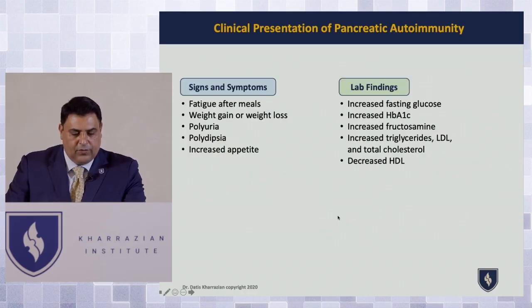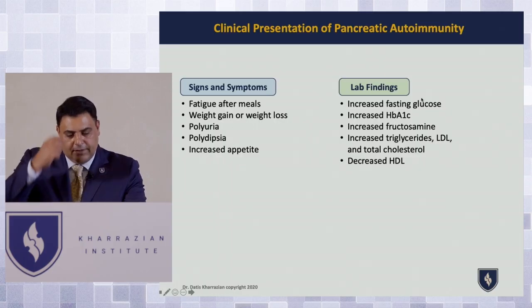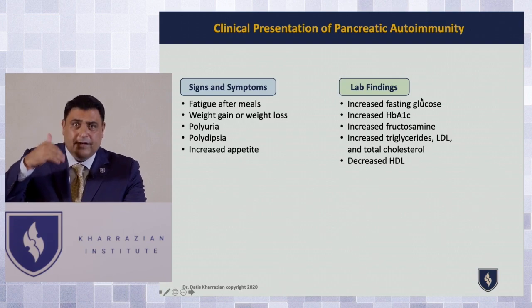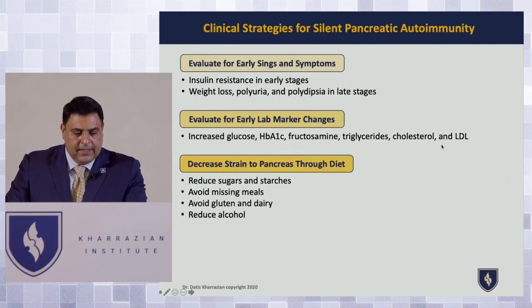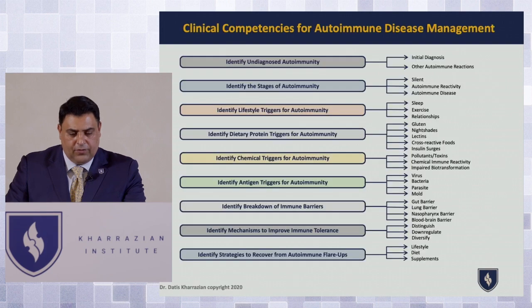This is a chart that goes over the signs and symptoms: fatigue after meals, weight gain or weight loss. Weight loss is a big one. Polyuria, polydipsia, increased appetite. Lab findings: increasing fasting glucose, elevated HbA1c. The autoimmunity itself causes glycation, and then fructosamine level elevations and triglyceride level elevations as well. Now, the clinical strategy for silent pancreatic autoimmunity is that you really want to monitor them over time and make sure they don't get to the point where they require insulin, or even get to the point where natural medicine and lifestyle don't work so well, and they may need some medication or exogenous insulin to control their symptoms.